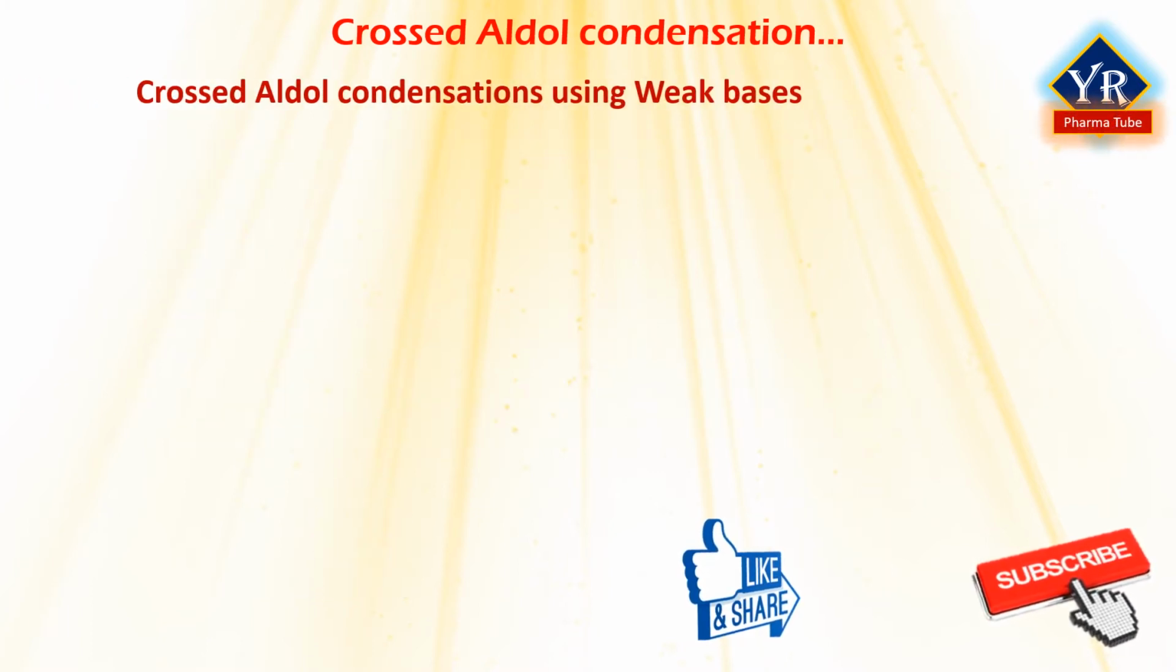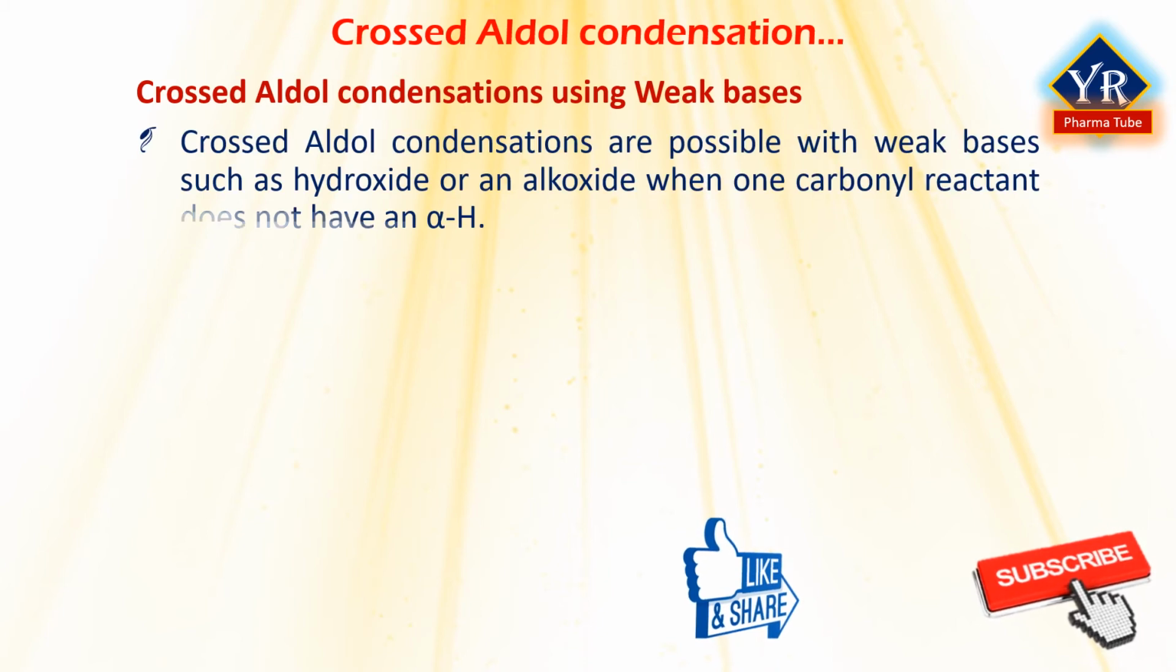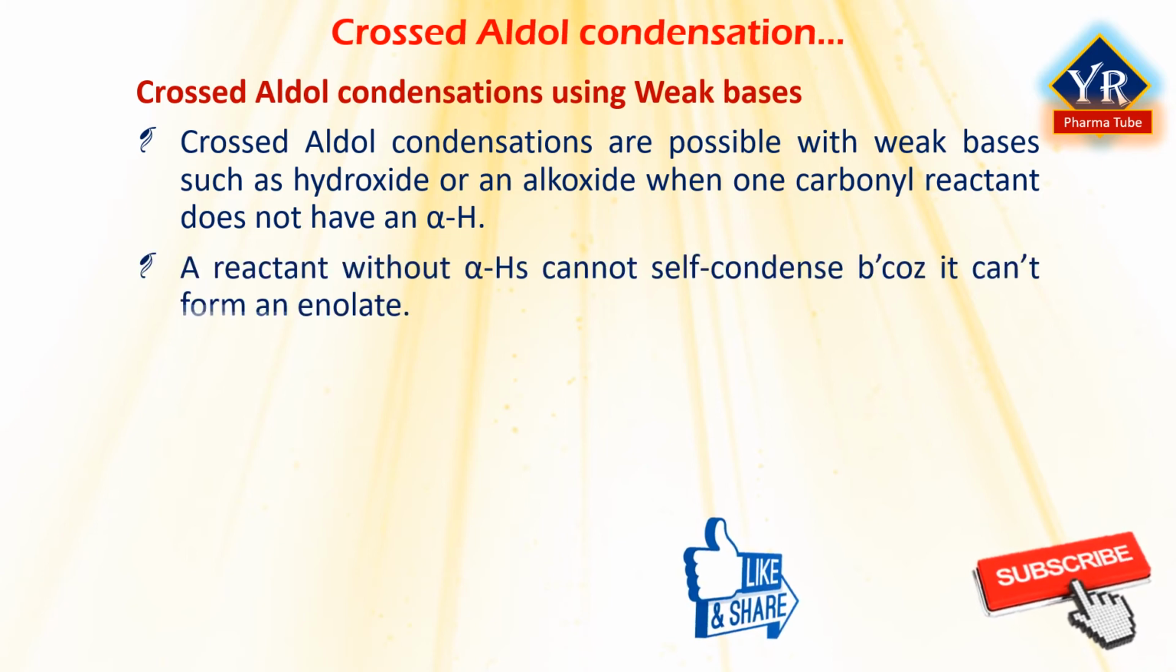Crossed aldol condensations using weak bases. Crossed aldol condensations are possible with weak bases such as hydroxide or an alkoxide when one carbonyl reactant does not have an alpha hydrogen. A reactant without alpha hydrogens cannot self-condense because it cannot form an enolate. We avoid self-condensation of the other reactant, that which has an alpha hydrogen, by adding it slowly to a solution of the first reactant and the base.